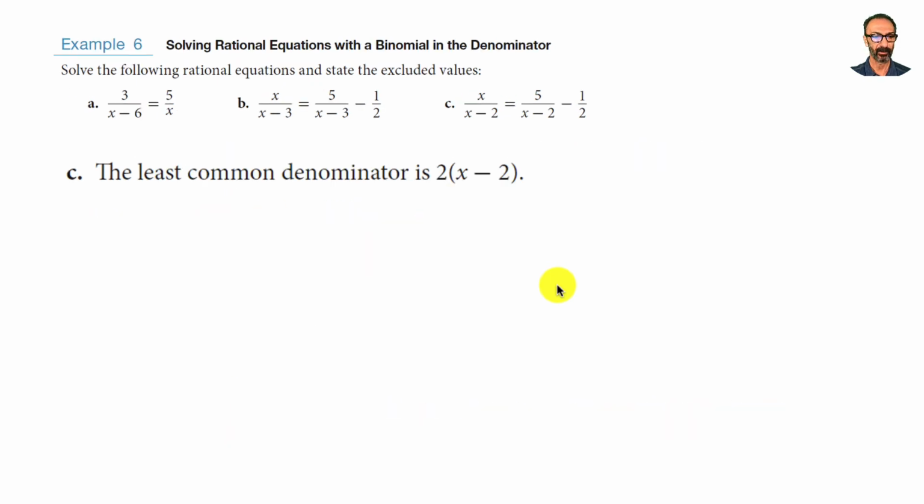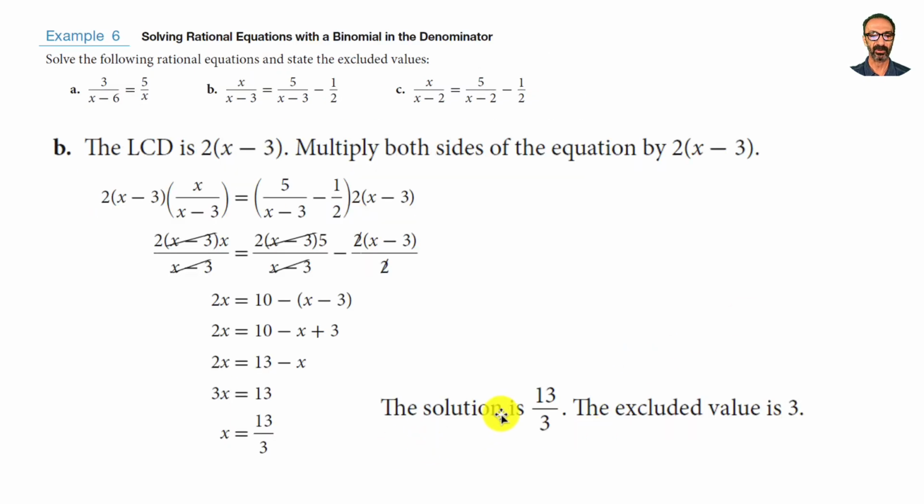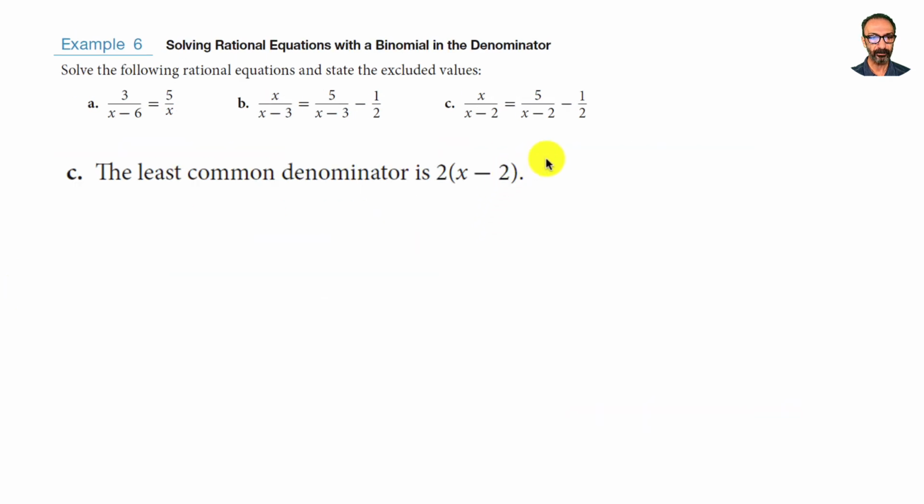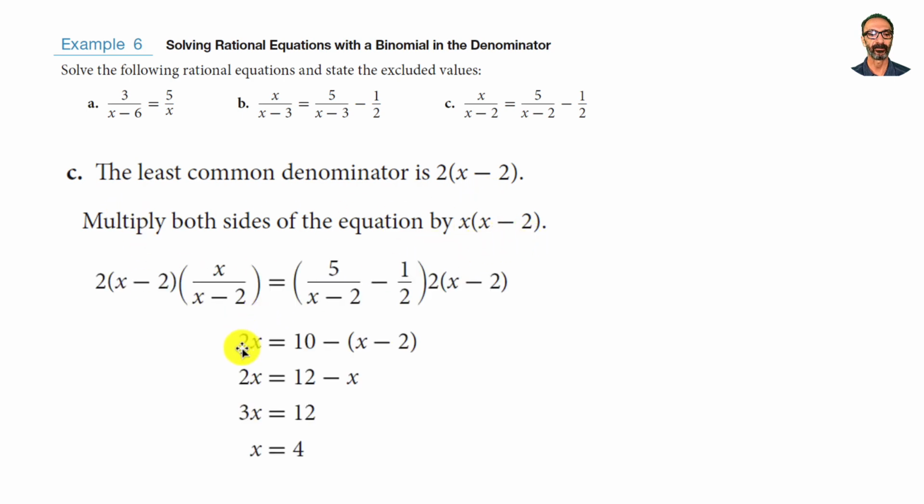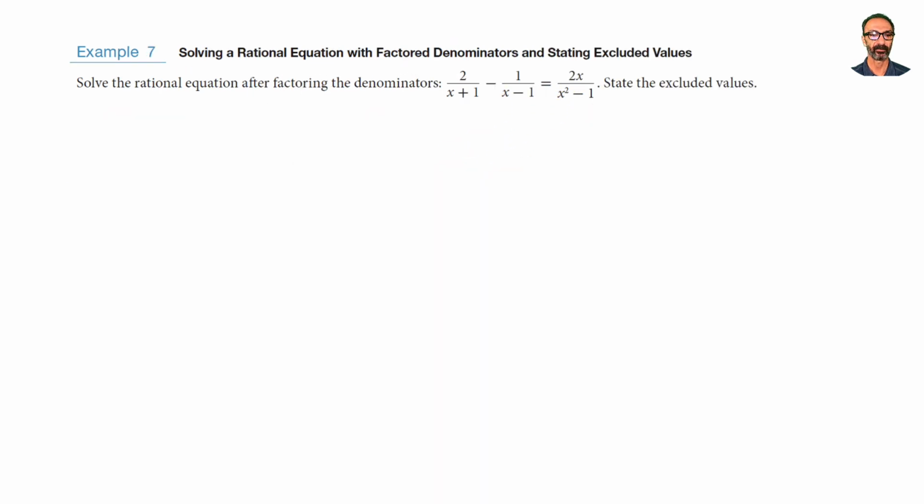Okay, let's go for the next one. The solution set is 13/3, and the excluded value is 3 because we cannot have a 3, but 13/3 is fine. Okay, next one. On the last one, we have x, x minus 2, and 2. So we multiply them together, and this is our LCD. And when you do it, you get x equals 4, and 4 doesn't have any problem here. So that is our solution set.